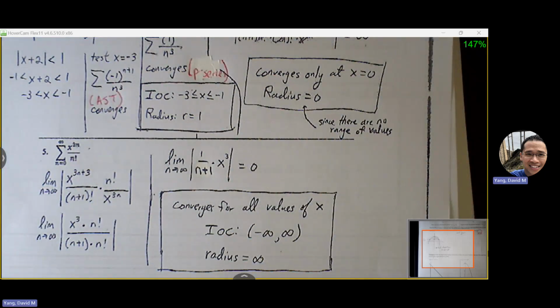There's still an n left over in the denominator. It'll still go to 0. All the reasoning is still right, but yeah, I canceled out the wrong thing. It's the n factorial that cancels it out.